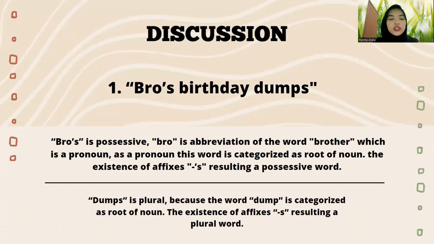The first sentence is "pro's birthday dumps." Pro's is possessive. Pro is an abbreviation of the word brother, which is a noun. As a noun, this word is categorized as a root of noun. The existence of affix s results in a possessive word.